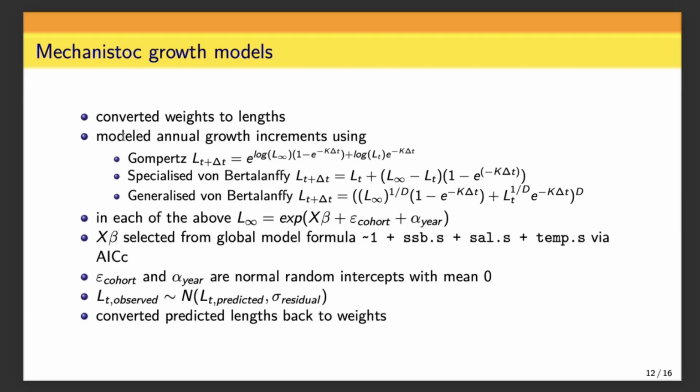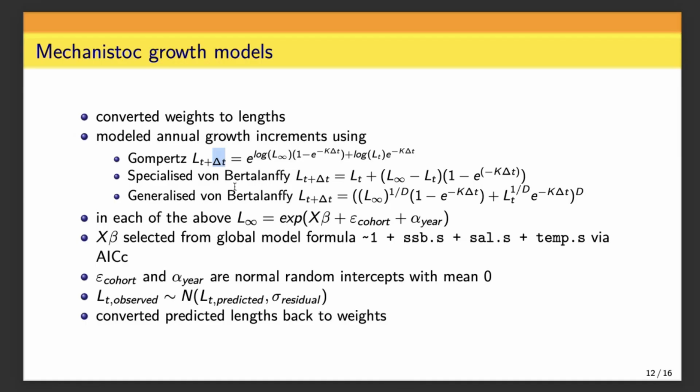So we're modeling lengths, and we modeled the annual growth increments using either this Gompertz model or the specialized von Bertalanffy or a generalized von Bertalanffy. And what you can see in each of these, the response variable is the length at time t plus delta t. And it's a function of the length at the current time step and also L infinity and K. Yeah, each of these models has that property. And we're always modeling delta t as an annual time step.